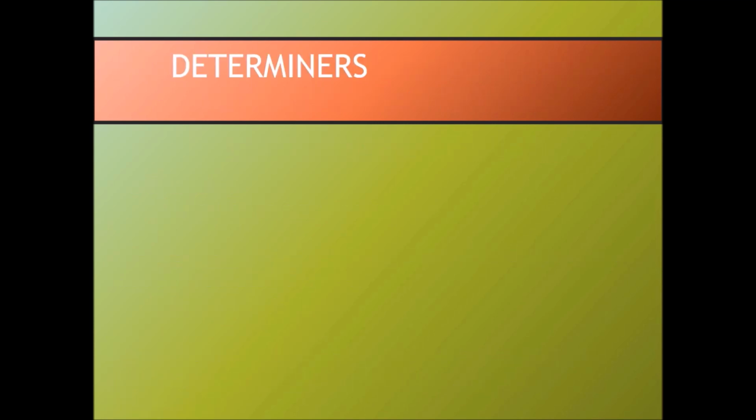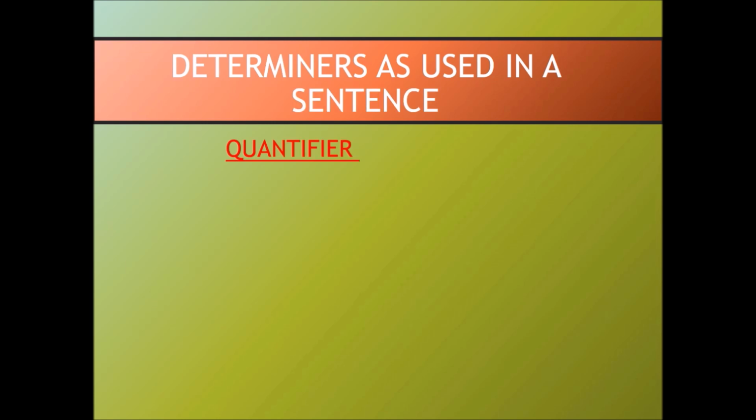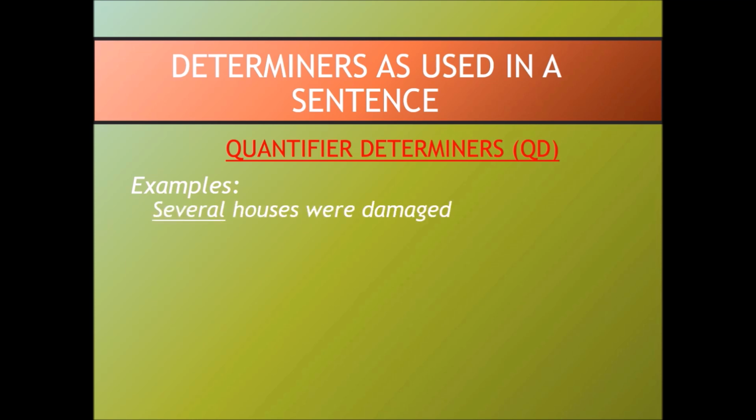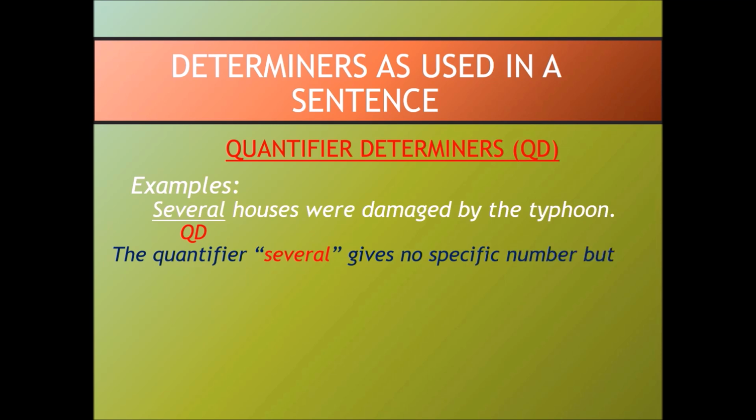Now, let's have the quantifier determiners or QD. Examples: several houses were damaged by the typhoon, where the word several is a quantifier determiner. The quantifier several gives no specific number but quantifies the noun in plural form.